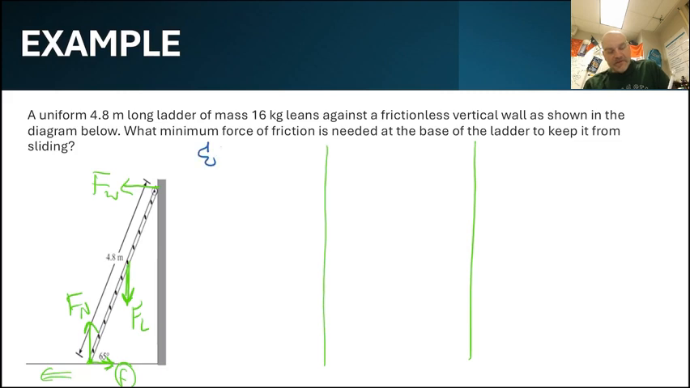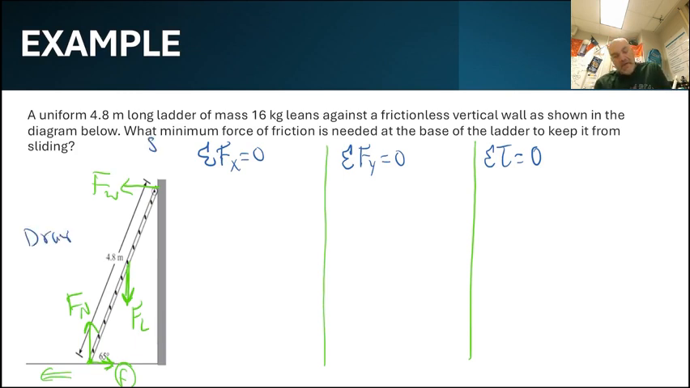So the sum of the forces in the x direction is equal to zero. The sum of the forces in the y direction equals zero. And I don't want this to rotate, so the sum of the torques is also going to equal zero, right? And just like we did with Newton's laws, we do draw, sum, solve. So this is my draw step. This is the start of my sum step. And then I go into my solve step, okay?